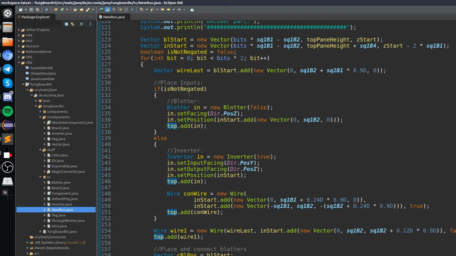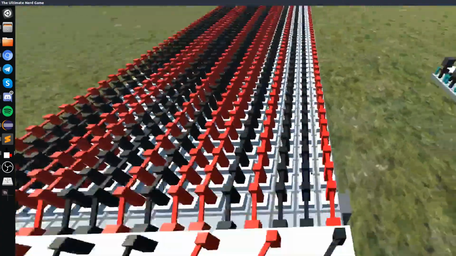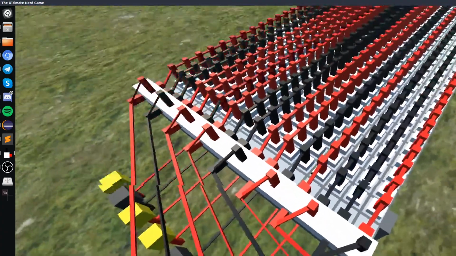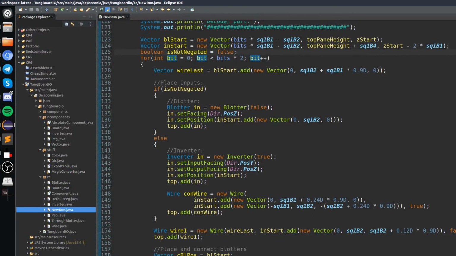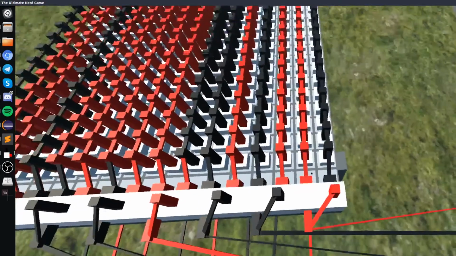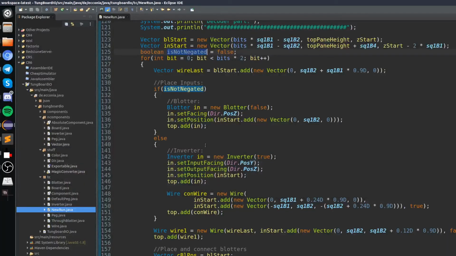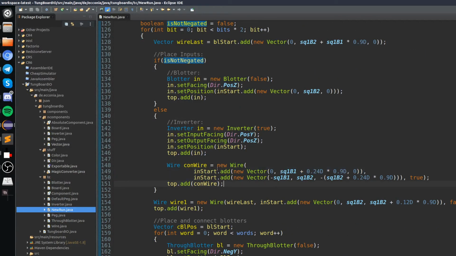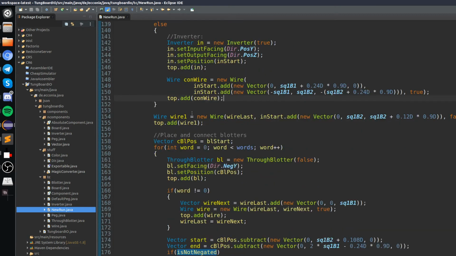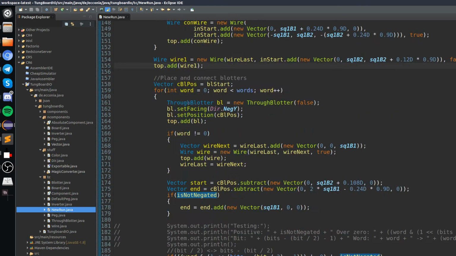Here it was like I had double the amount of bits because I need to do 2 of these for each bit. I need to place 2 of the blotters. So I had an is-not-negated boolean which flips after each for loop, so that I get different sections where I place the inverter or the blotter for the beginning part. That is these 2 here. I place the wires which connect these 2, and then a wire which connects to the actual decoder, and then I got the through blotter here, and I put the wire on top of that.